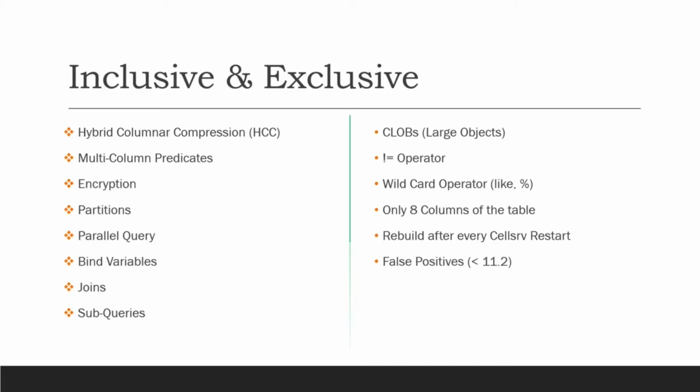First one is the storage index supports hybrid columnar compression. We talked about hybrid columnar compression in our previous video, just refer to it. And even though your table is using hybrid columnar compression, you can still run your queries with the storage indexes. And the storage indexes also support multi-column predicates. So you can specify the where condition on multiple columns, still your storage indexes will work.